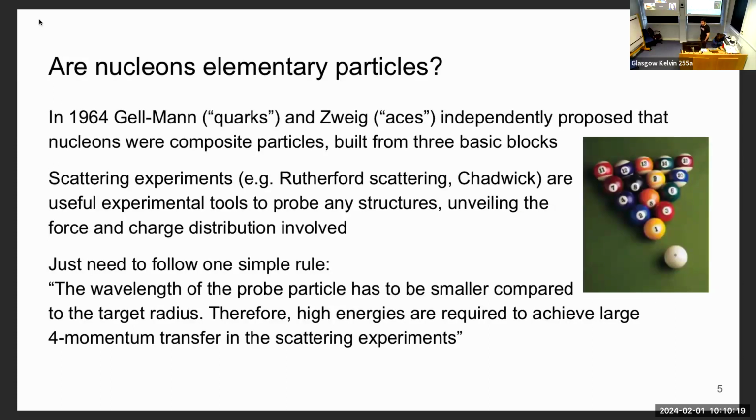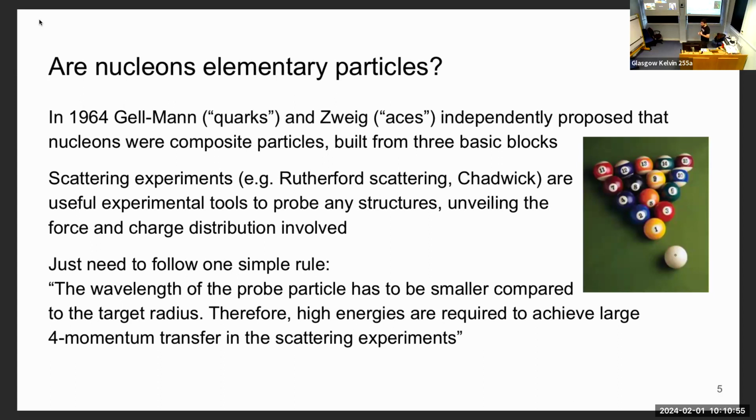So in 1964, two independent approaches from Gell-Mann and Zweig, who actually proposed the names quarks and aces. I think the name quarks comes from a James Joyce novel, if I remember correctly. So they proposed that the nucleons in general are composite particles built from three basic blocks.